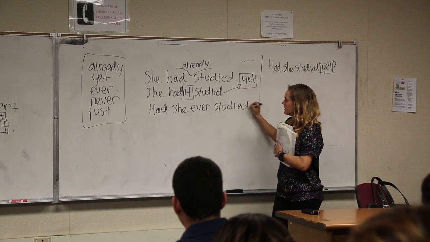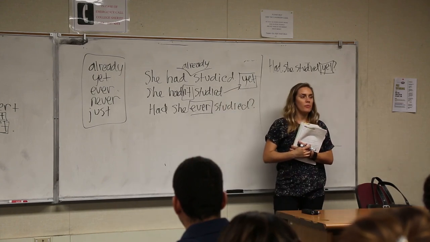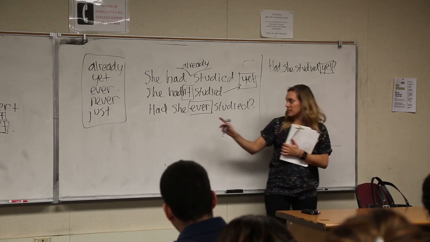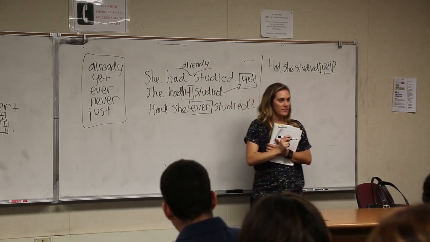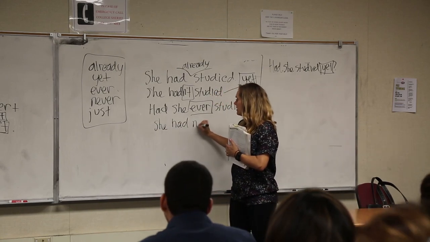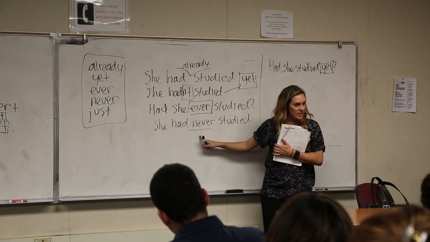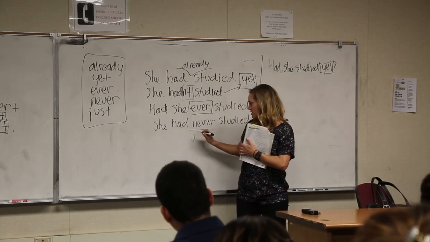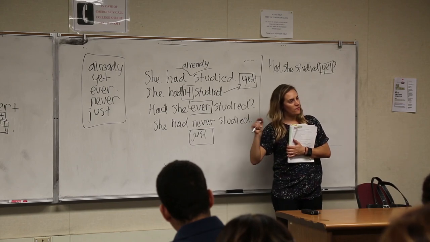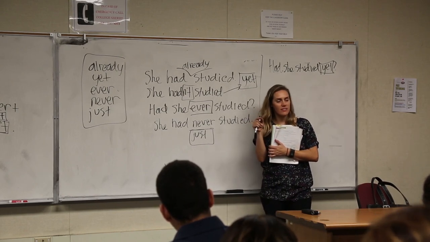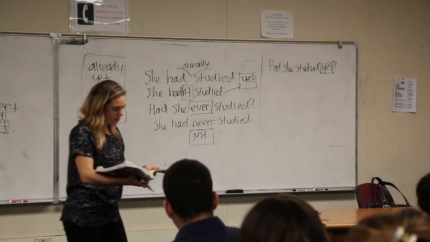Had she ever studied? So again, here, before the main verb, okay? Most of the time, when there's a helping verb and a main verb, it's going to go before the main verb. And then how about never? She had never studied. But it still goes in the middle, right? It means she had not studied. And then just? She had just. Again, in the middle, right? What does just mean? It means very close to now. Very recent, right? Okay. So those are important words to be aware of when you're using this, okay?